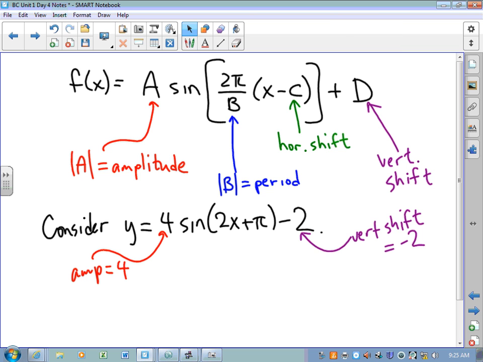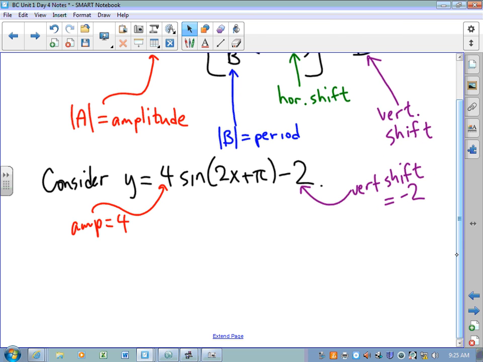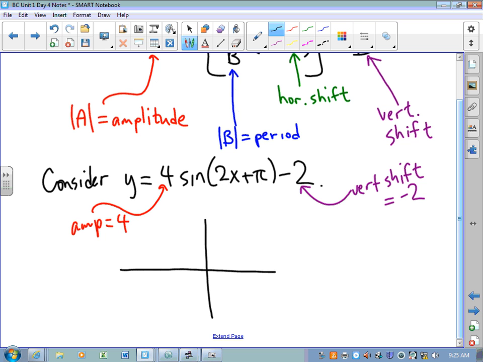So I already know when I'm going to graph that the midline will happen at -2. The midline is going to happen at -2. And the amplitude is 4, so this is going up to 2 and down to -6. I know that the graph is trapped between those two values.